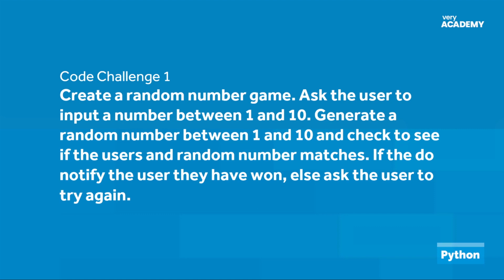Here we're going to create a random number game. So we're going to ask the user to input a number between 1 and 10. Then we're going to generate a random number between 1 and 10 and check to see if the user's number and the random number match. If they do, we're going to notify the user they've won. Else we're going to ask the user to try again. So have a look at the challenge, have a go, and then I'll go through the solution.